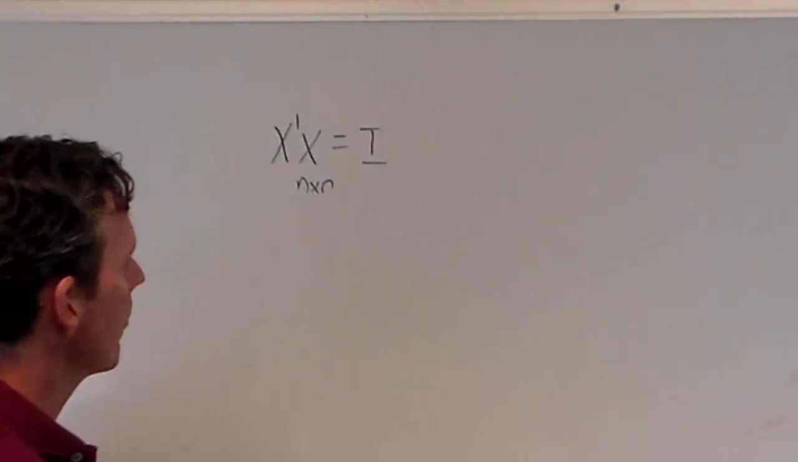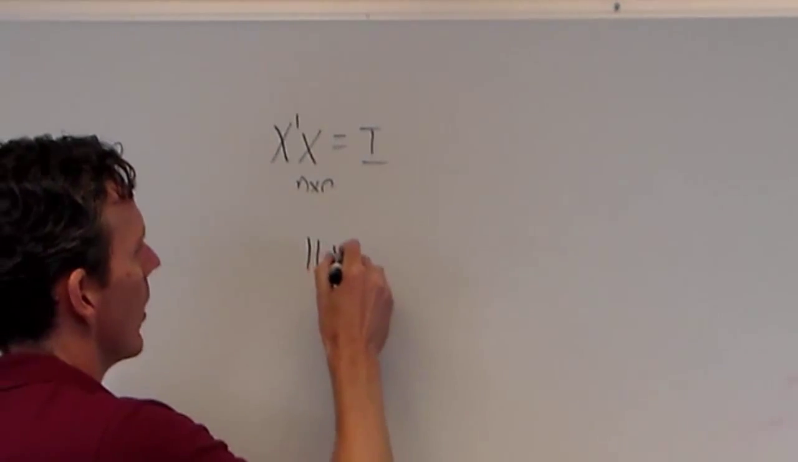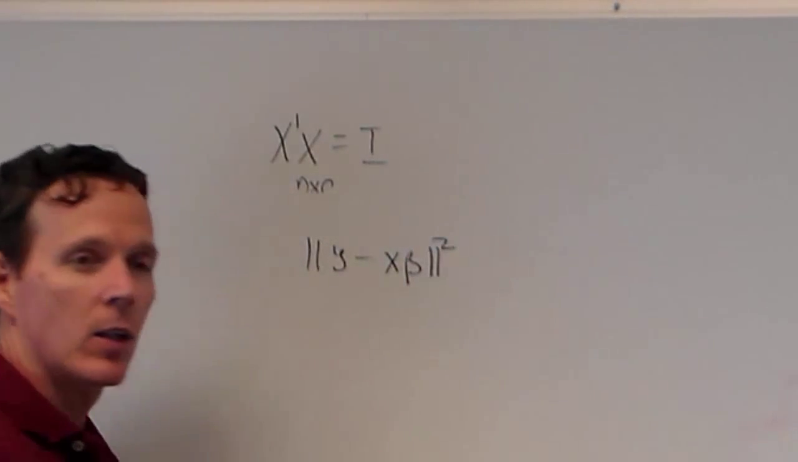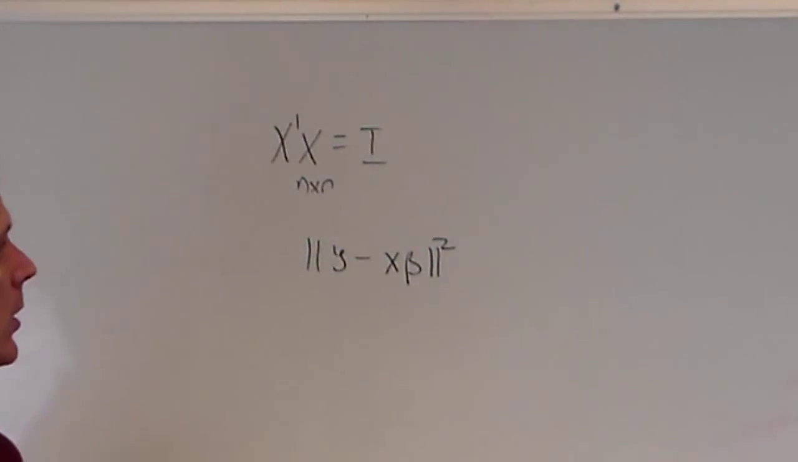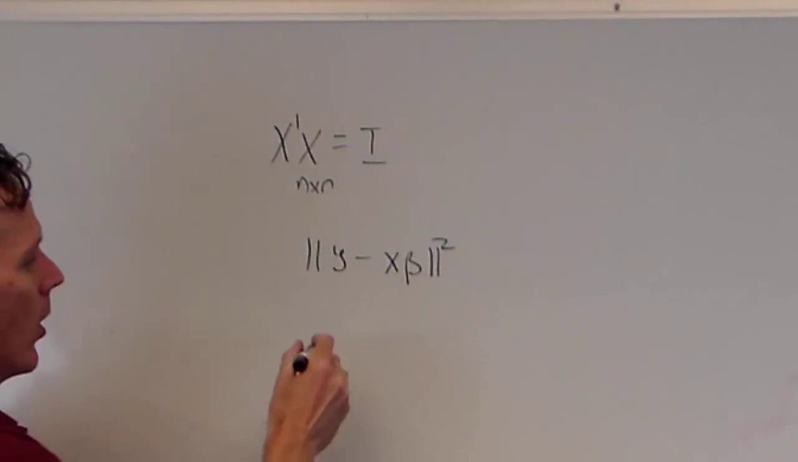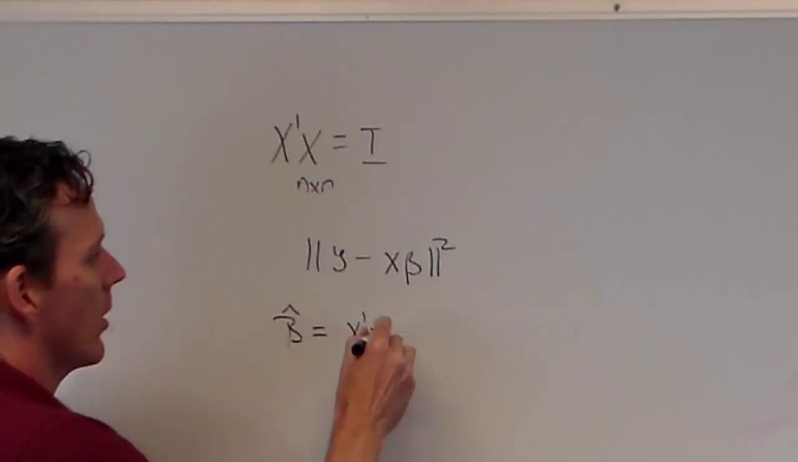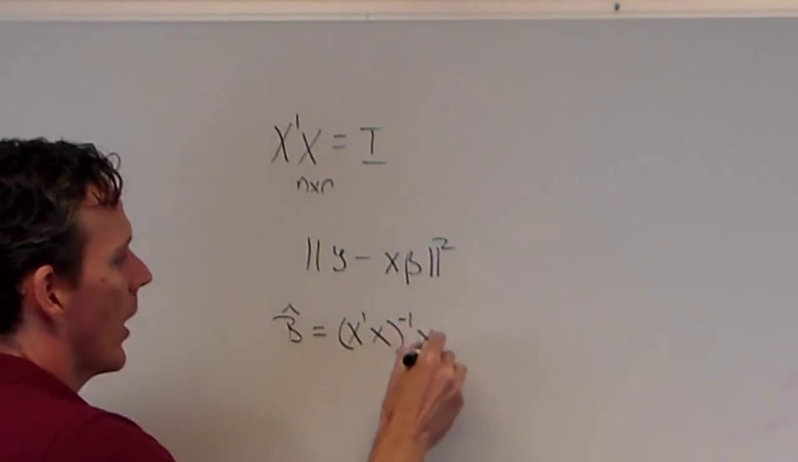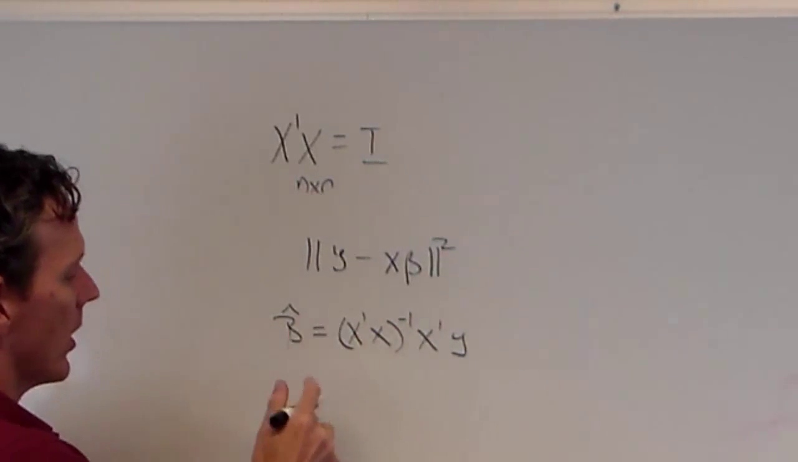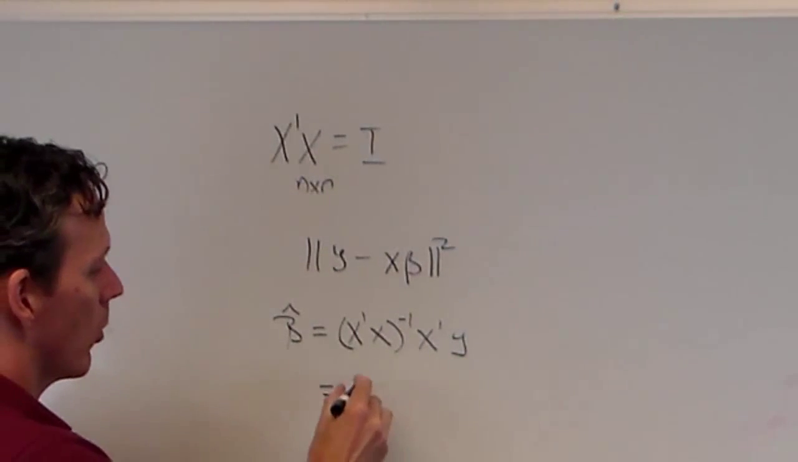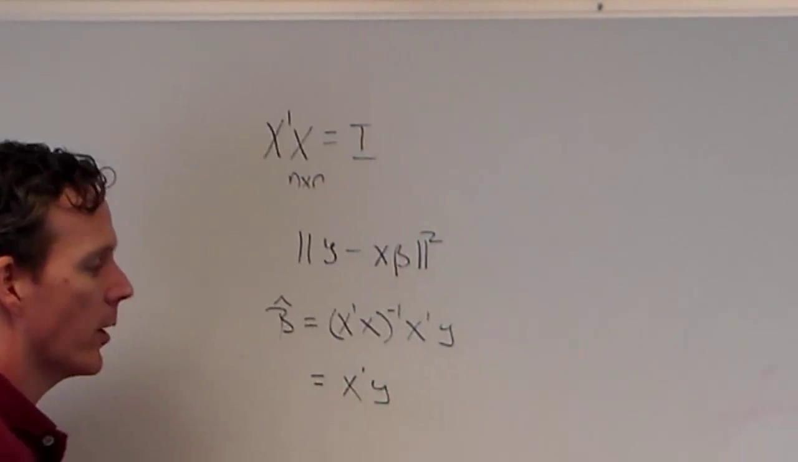But notice here, if I want to solve my least squares equation, minimizing y minus x beta with respect to beta, then my estimate is, of course, as we've discussed, x transpose x inverse x transpose y. But in this case, x transpose x is just I, and so it works out to just be x transpose y.